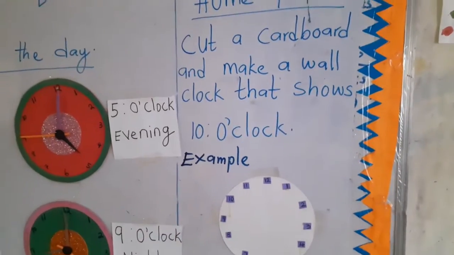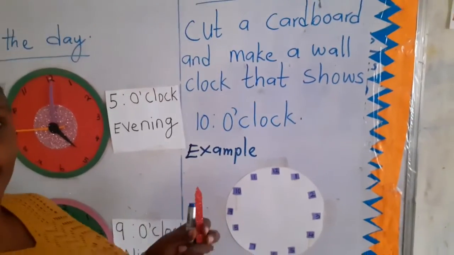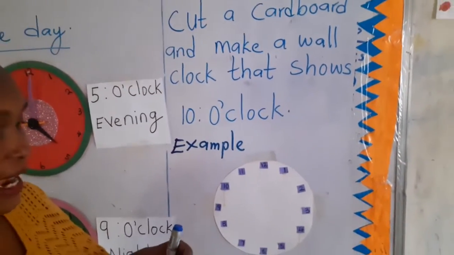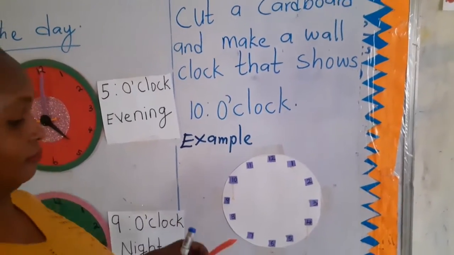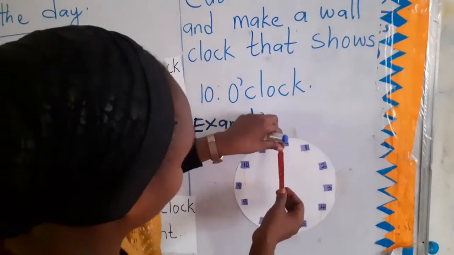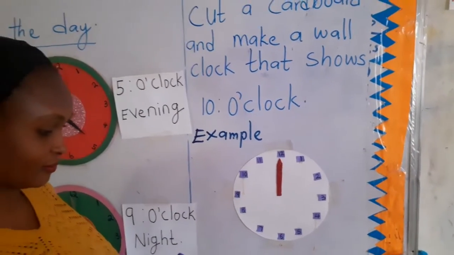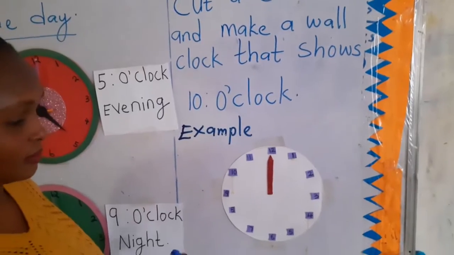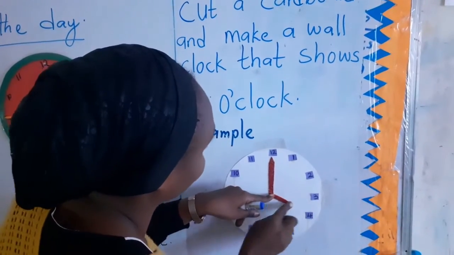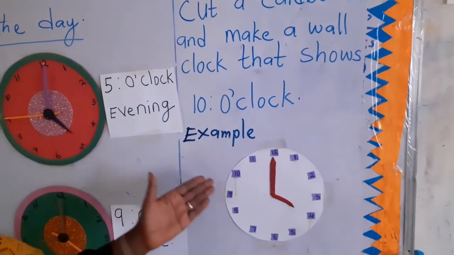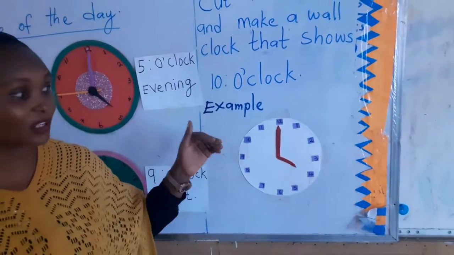Great. It's very simple. Now I'm going to fix my minute hand and the hour hand to show my time. I'm going to show the time 4 o'clock. My long hand is pointing at 12. My short hand is pointing at 4. Can you see my wall clock? Isn't it great? Yes, so that is how I want your own to be.